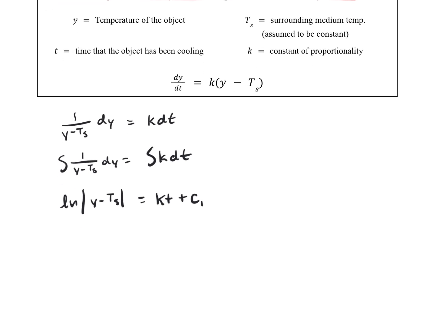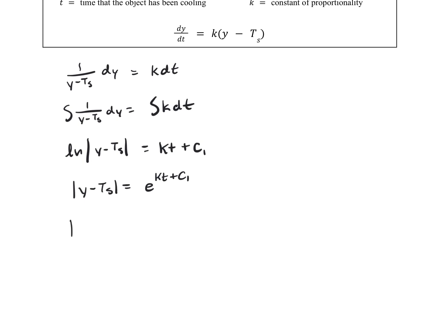So from here, let's rewrite this in exponential form. So we know the absolute value of y minus T sub s equals e to the power of kt plus C sub 1. And then we can split up our exponents on the right.